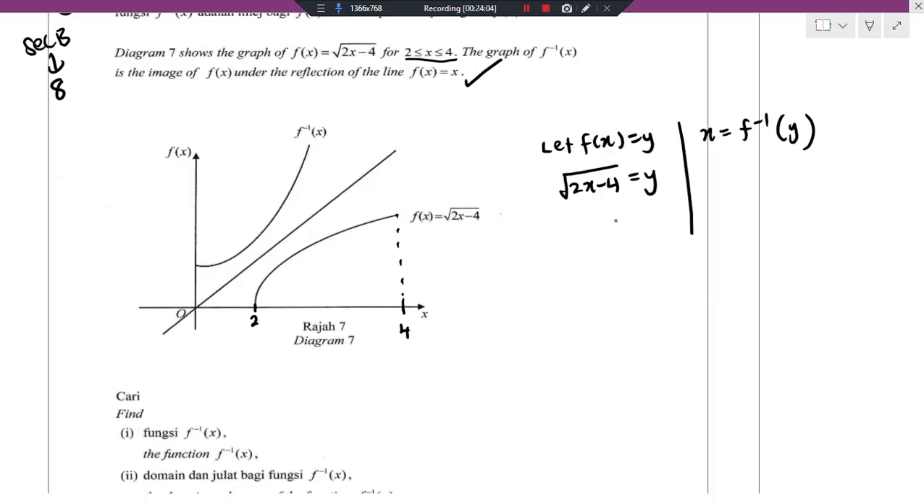So, your f inverse y is actually y square plus 4 over 2, while your f inverse x, tukar je lah, x square plus 4 over 2. Itu jawapannya. For part 1. Easy.